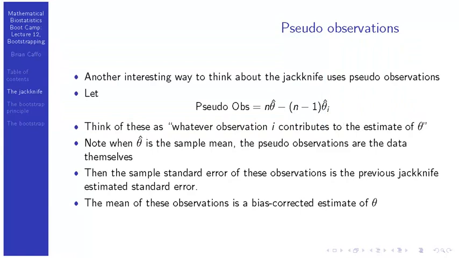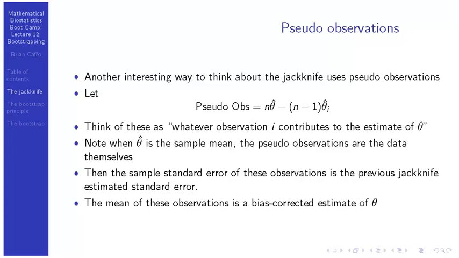Anyway, back to the jackknife. Another way to think about the jackknife is this idea of so-called pseudo-observations. If you take n times theta hat minus n minus 1 times theta hat sub i, you can think of these as whatever observation i contributes to the estimate of theta. And notice if theta hat is the sample mean, then these pseudo-observations are exactly the data themselves. So it's sort of this idea of taking what worked in a very neat and tidy sense for the sample mean and trying to extend the idea to other statistics.